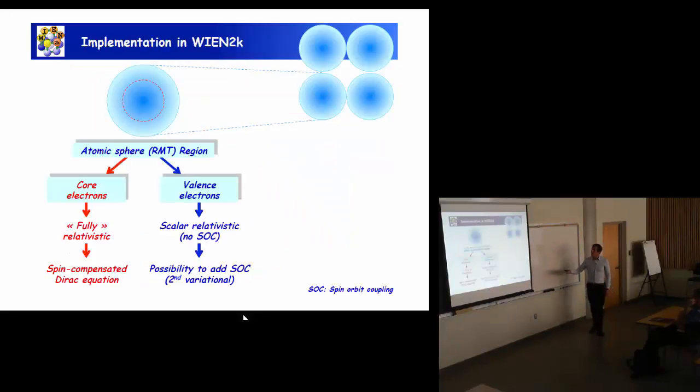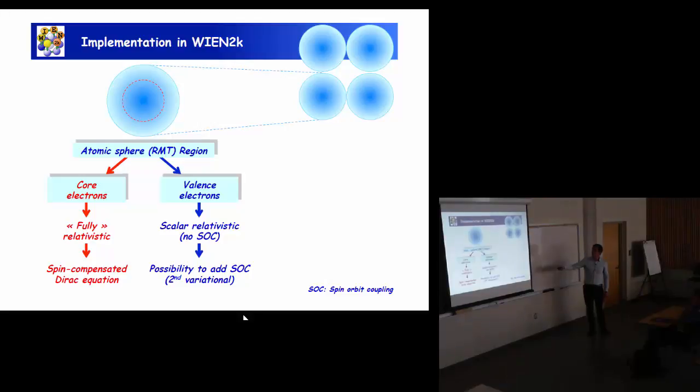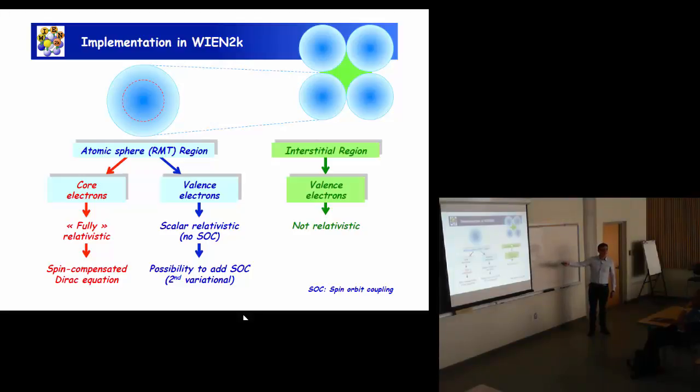So in WIEN2k, here is the way relativistic effects are treated. You have a treatment for the core electrons. In this case, we have a fully relativistic treatment using the spin-compensated Dirac equation. And for the valence electrons, we will use the scalar relativistic equation, meaning that you have the mass velocity, the Darwin term, but not the spin-orbit coupling. And if you want to include the spin-orbit coupling, you should do it after. For the interstitial region, you have nothing. So the interstitial electrons, which are far from the nucleus, so they are really slow, do not feel such relativistic effects. These valence electrons are not treated in a relativistic way. Okay? So whatever you do, they will have no relativistic treatment for these interstitial electrons.